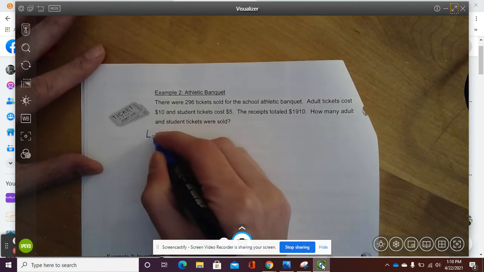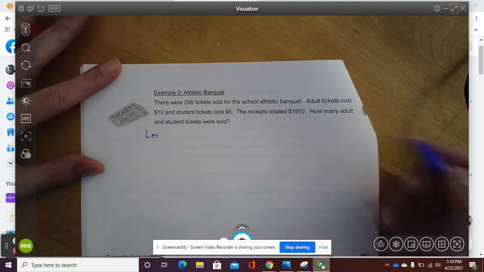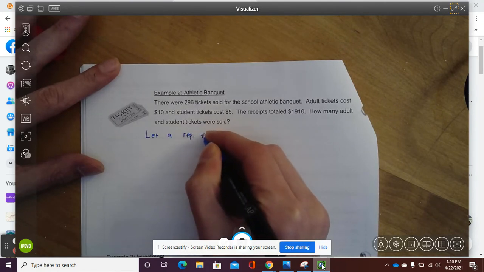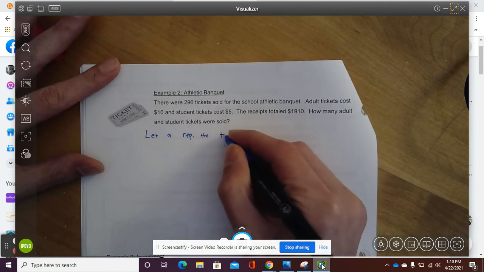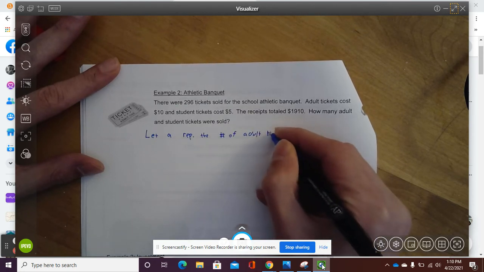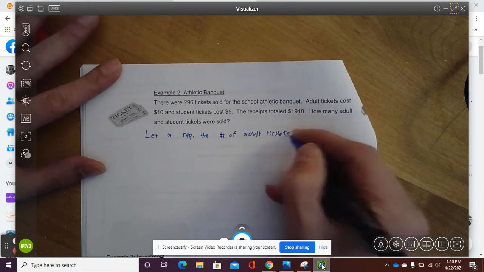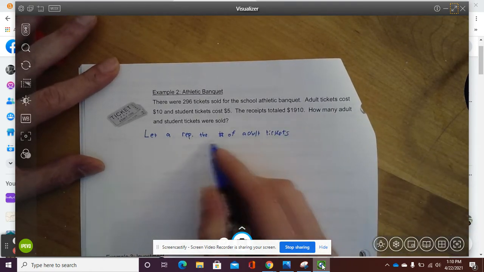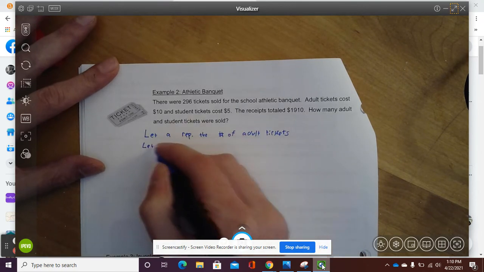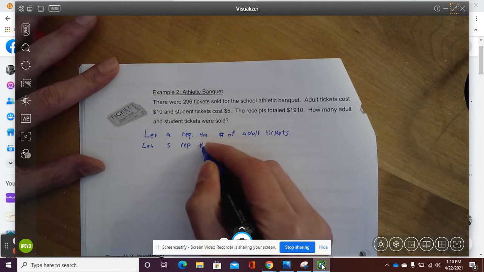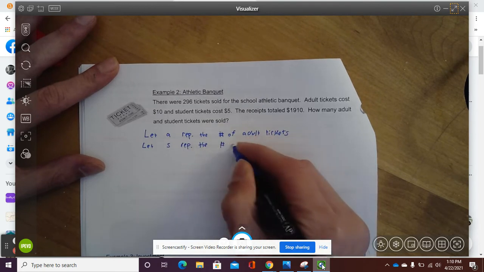So we immediately can think, well, the two quantities I want are adult tickets, so why don't we let A represent the number of adult tickets? So it's good to be specific. So A is the number of adult tickets. If I just said A represents adult tickets, well, do I mean the price? Do I mean the quantity? So number makes it really clear. The other thing I want to know is how many student tickets. So let S represent the number of student tickets.